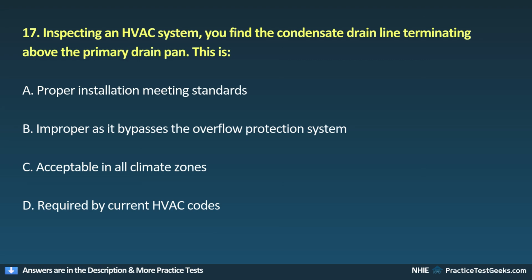17. Inspecting an HVAC system, you find the condensate drain line terminating above the primary drain pan. This is A. Proper installation meeting standards.